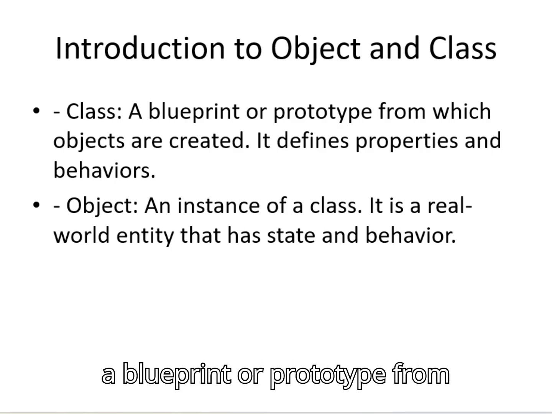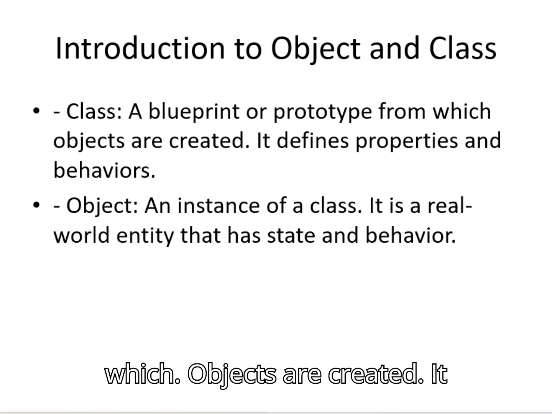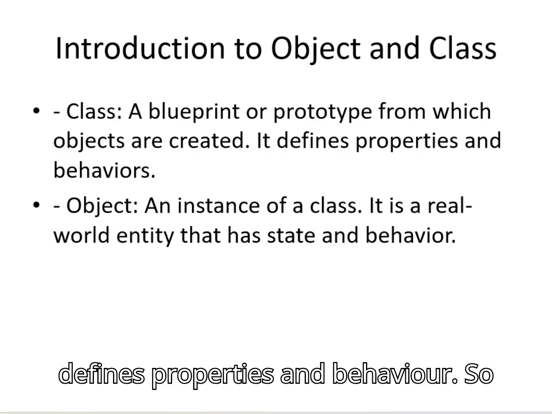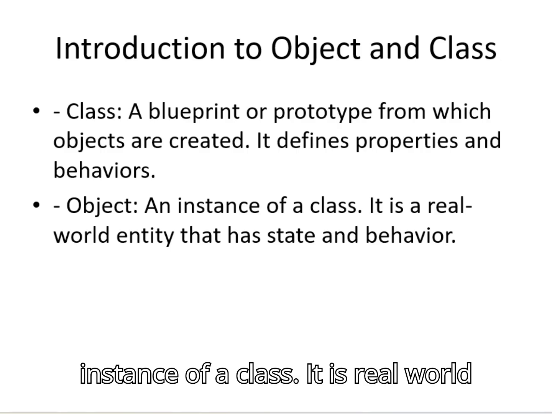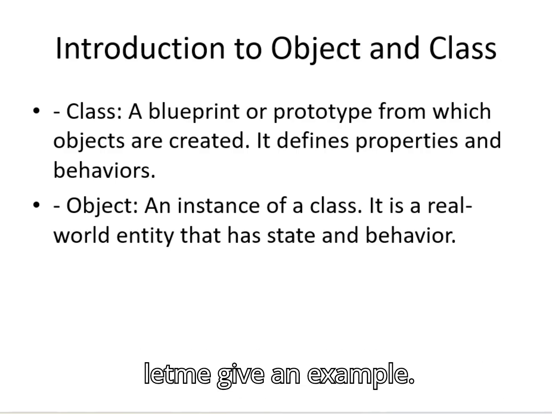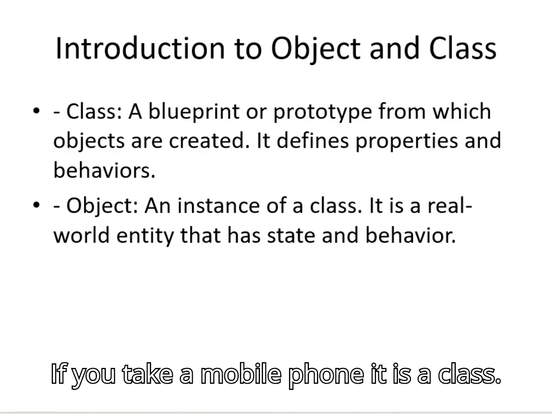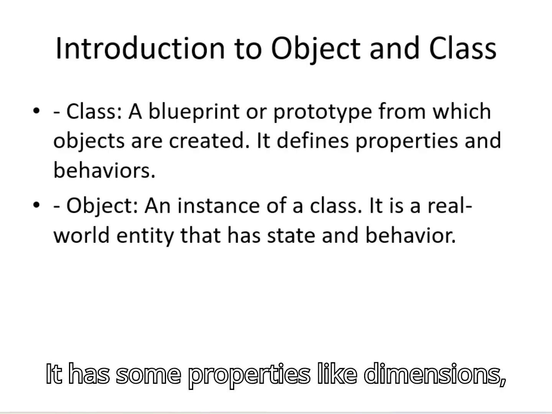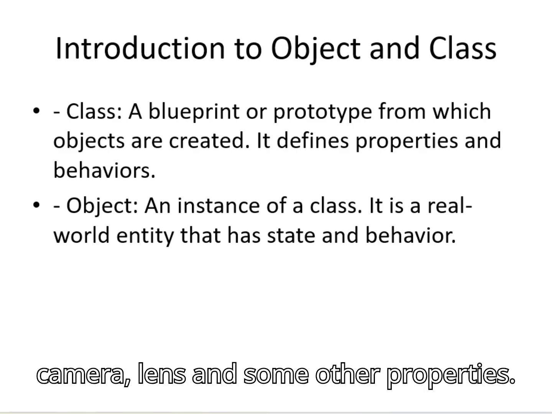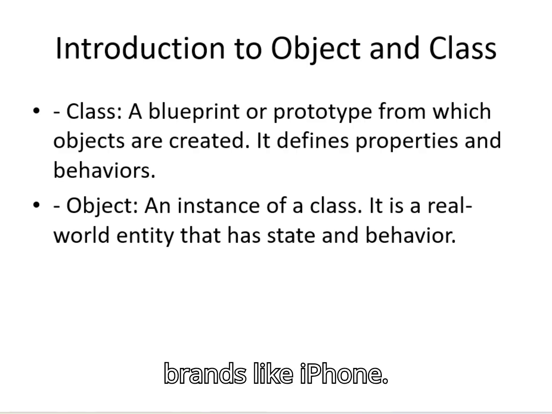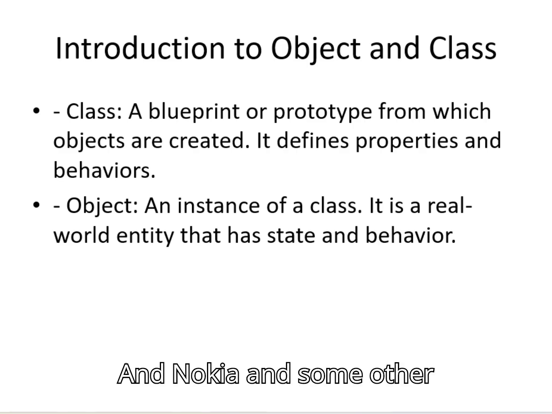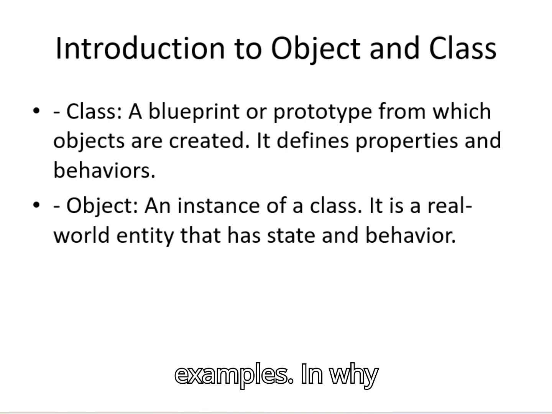A class is nothing but a blueprint or prototype from which objects are created. It defines properties and behavior. An object is nothing but an instance of a class. It is a real world entity that has state and behavior. Let me give an example. If you take a mobile phone, it is a class. It has some properties like dimensions, camera lens, and some other properties. If you take an object, it has brands like iPhone and Nokia and some other examples.